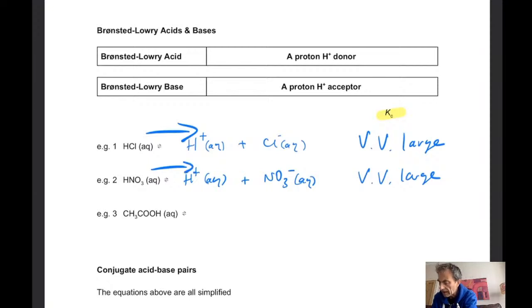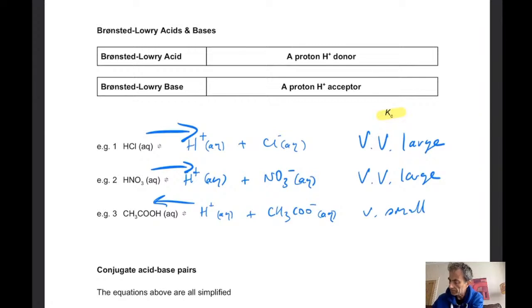The final acid, ethanoic acid, will also dissociate and donate an H plus ion, otherwise it wouldn't be an acid. So into H plus (aq) and CH3COO minus (aq). And the Kc for that is very small. So this equilibrium is going to be that way. You're going to have far more of the undissociated CH3COOH compared to the H plus and CH3COO minus ions.